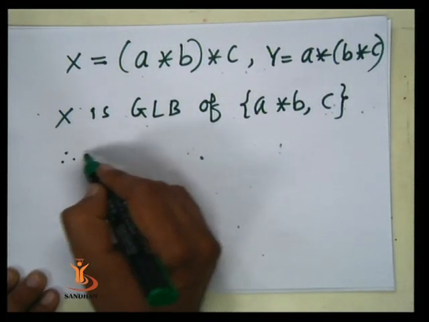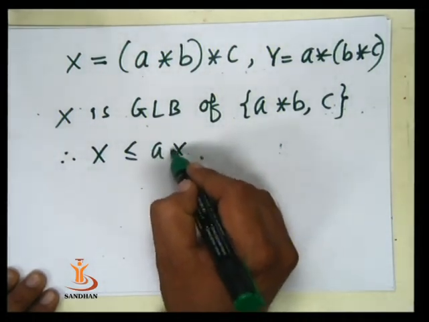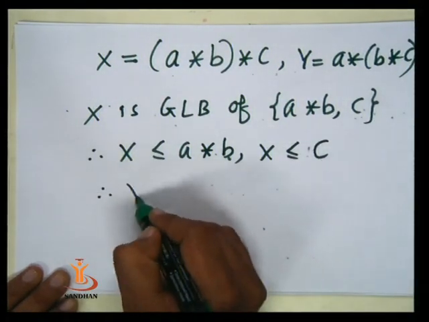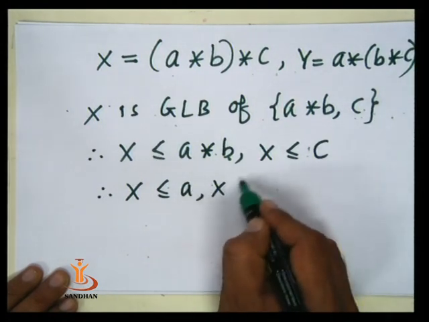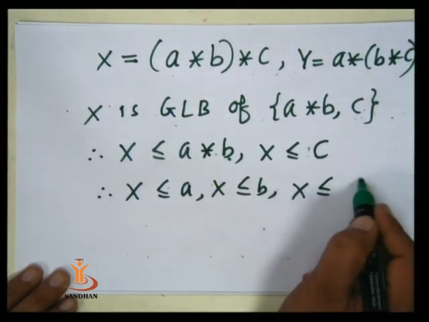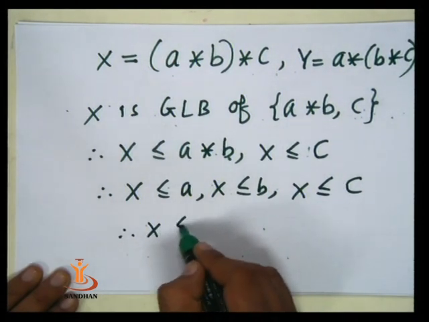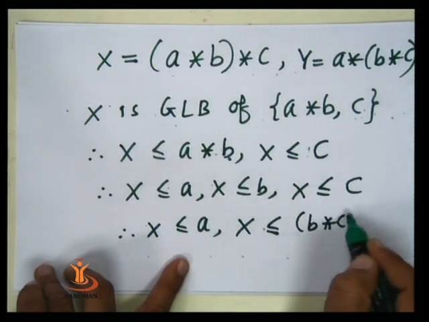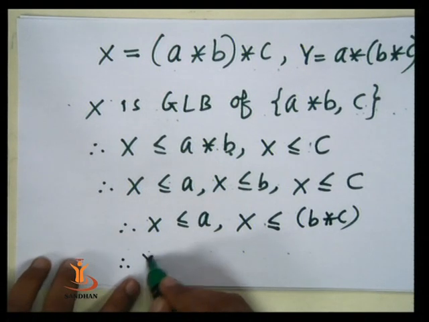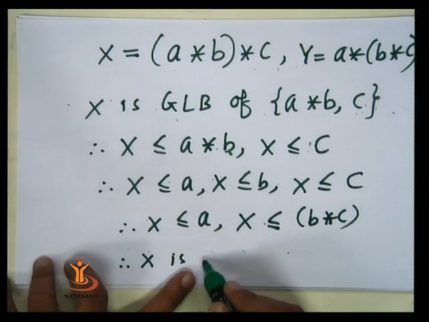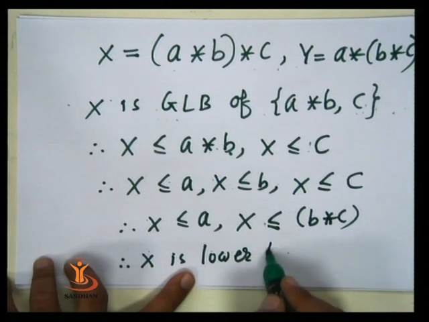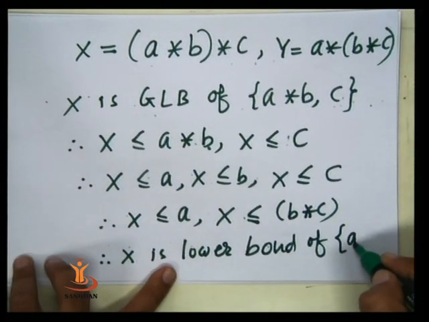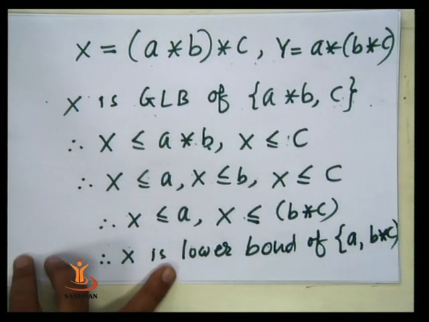Since X is the greatest lower bound, it is very clear that X is related to A star B. X is related to C also. So X must be related to A, X must be related to B, X must be related to C. So we can see that X is related to A, and X is related to B star C. So by the definition, it is clear that X is a lower bound of the set with A and B star C.